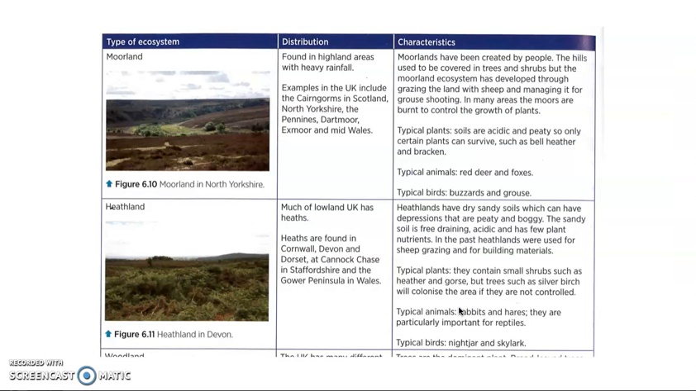So let's have a look. Here's some more detail of the different UK ecosystems, so feel free to pause and take down more information from these.